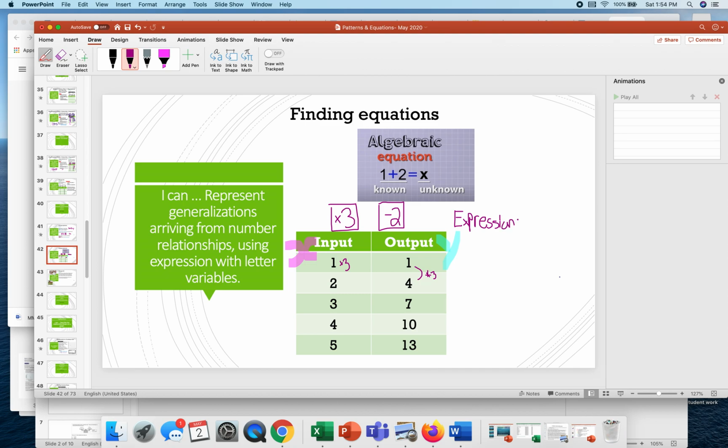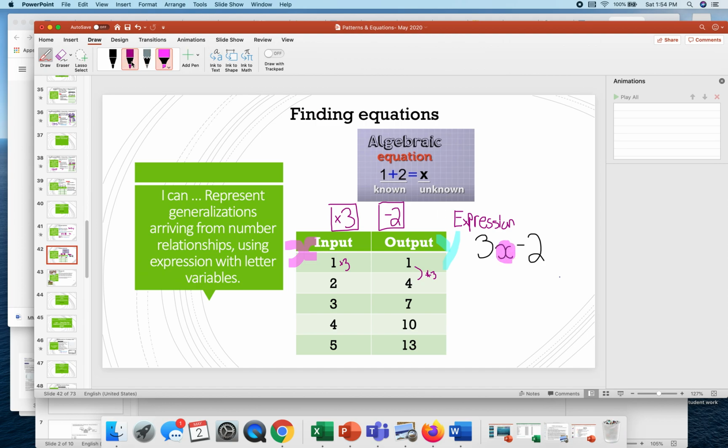Okay, expression. So my expression would be what I've always had. Actually, I'm not going to put in this equal sign, that might mess us up a little bit. So my expression is going to be 3x minus 2. That's my expression, very similar to what we have been doing for such a long time. This should not be new information to anybody.